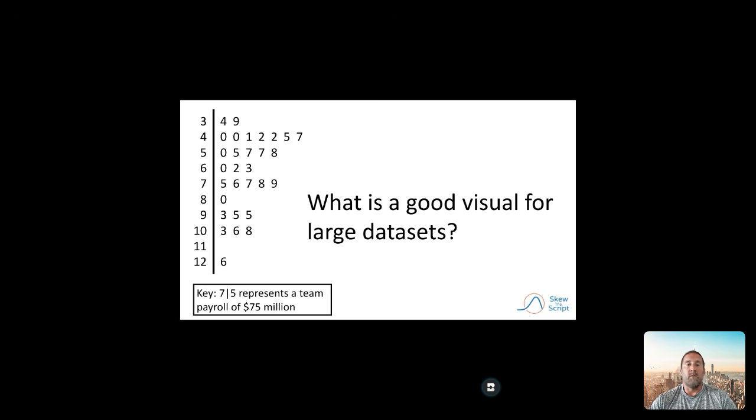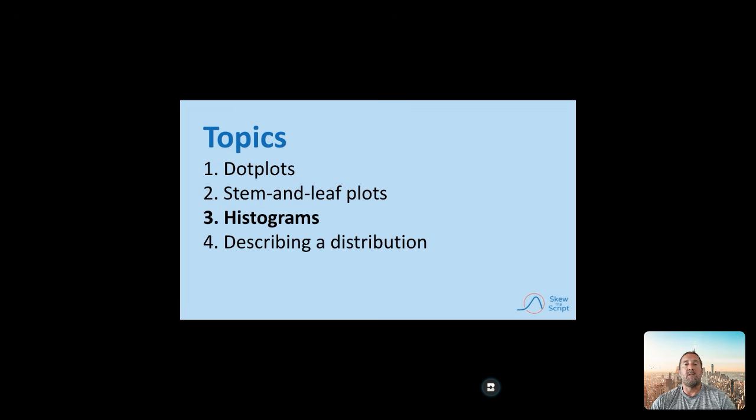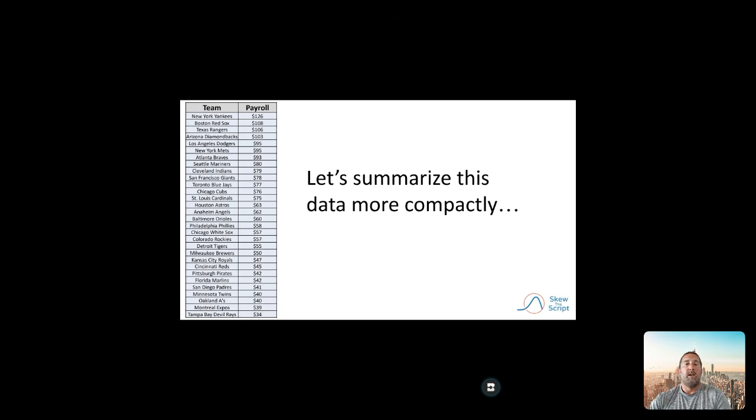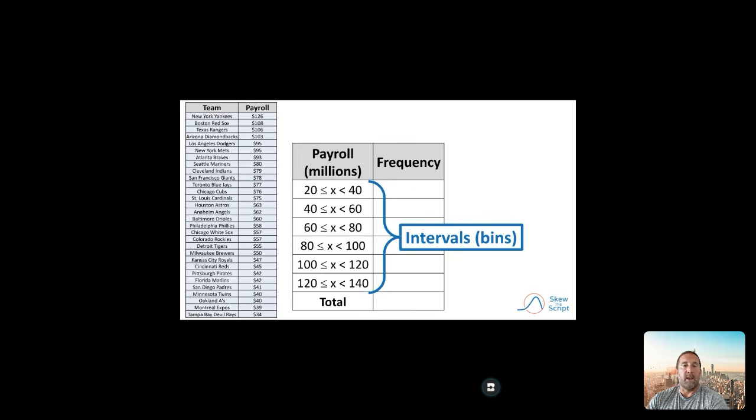So this raises a question: what is a good quantitative data visual for larger sets? That brings us to the final graph type we'll be discussing today, histograms. Let's see if we can summarize this data more compactly. To do so, we're going to organize the data values into intervals called bins.